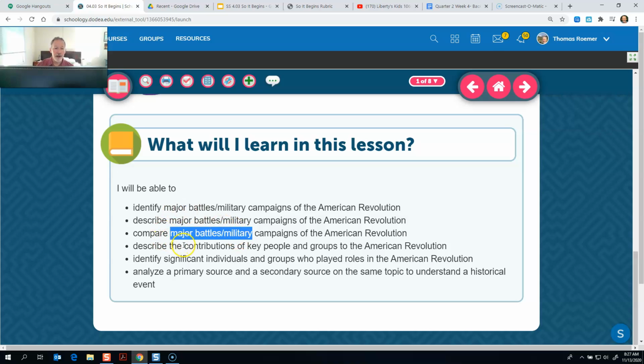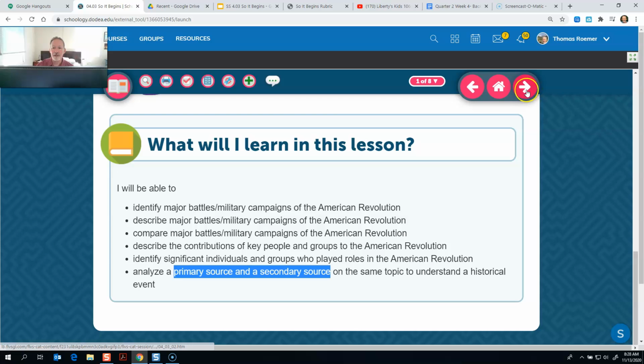Okay, you're going to describe the contributions of key people and groups. So how did individuals and how did groups influence the outcome, or the beginning in this case, of the Revolutionary War. Same thing with this one down here, they just changed the word a little bit. The roles. So what was the purpose of these people? What was the purpose of their group? And then the last one is primary and secondary sources, which we'll talk about within the lesson. I'll explain it then.